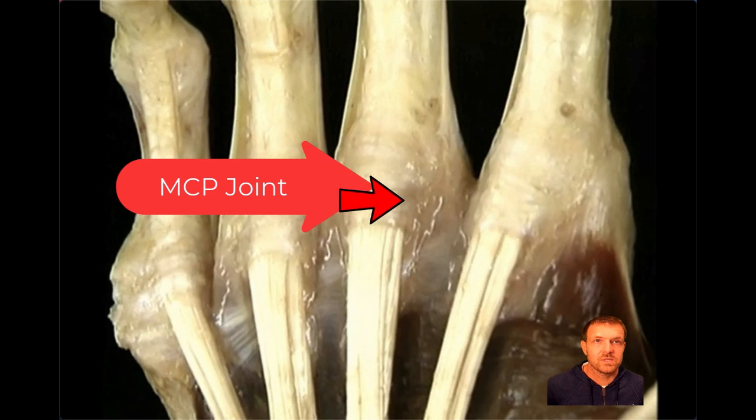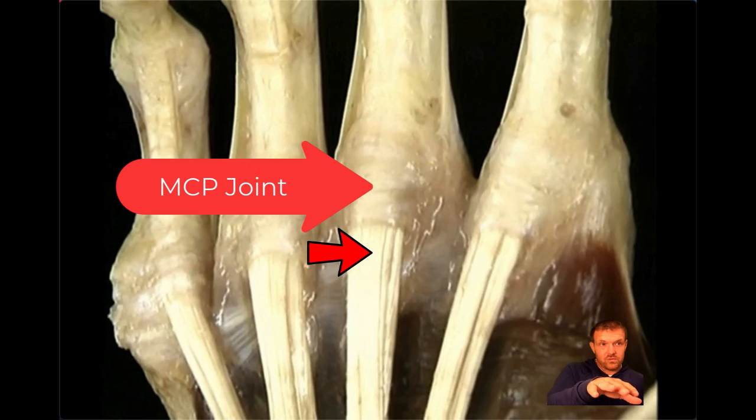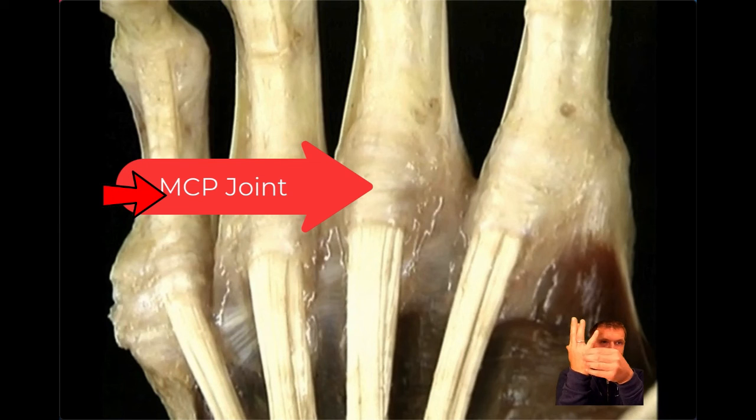Okay, so this was the plantar plate area. And do you remember before when it was just the holes when we were looking at the finger pulleys? So these are now the tendons going through those pulleys. So this is the MCP joint, metacarpophalangeal. So where your metacarpals and your phalanges meet. So that's your knuckle line.